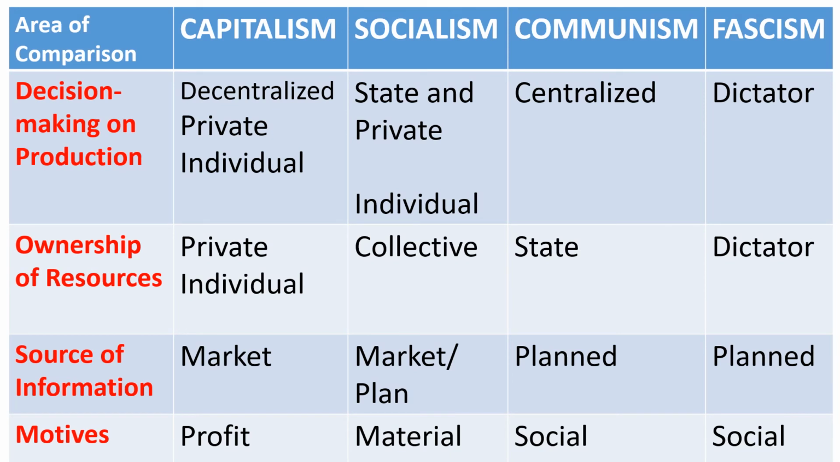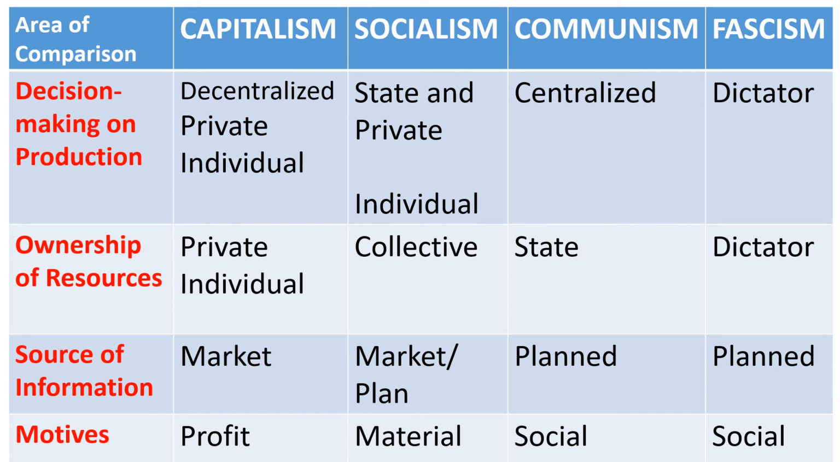To give you a clearer picture of the comparison of capitalism, socialism, communism, and fascism, you have here a table. You have four areas of comparison: decision making, ownership, source of information, and motives. For capitalism, the decision making is centered on private individuals. For socialism, the decisions are done by the state and private individuals, so a combination of the two. For communism, it is centralized, meaning the state. And for fascism, the decisions are made by the dictator.